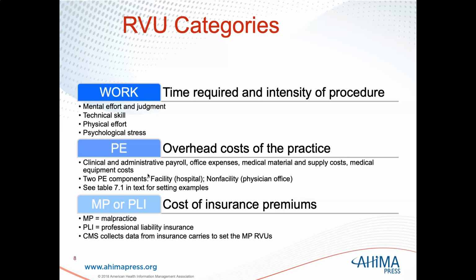So let's talk about work, that RVU category. Work is the time required and intensity of the procedure. They're looking at mental effort and judgment, technical skill, physical effort, and psychological stress. The practice expenses are looking at the overhead costs of the practice, such as clinical and administrative payroll, office expenses, medical material and supply costs, medical equipment costs. There are two PE components. One is the facility, meaning the hospital, and the other is non-facility, which means physician office. So make sure that you're aware of that.